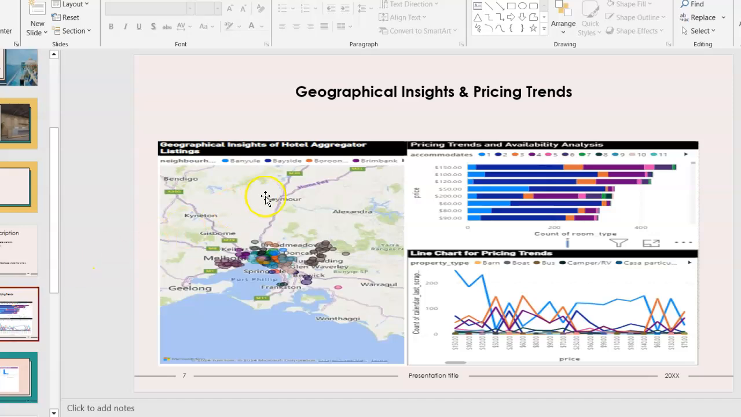So we have performed geographical insights. We visualized the distribution of listings on a map to identify popular neighborhoods and explore the geographical concentration of listings and host locations.